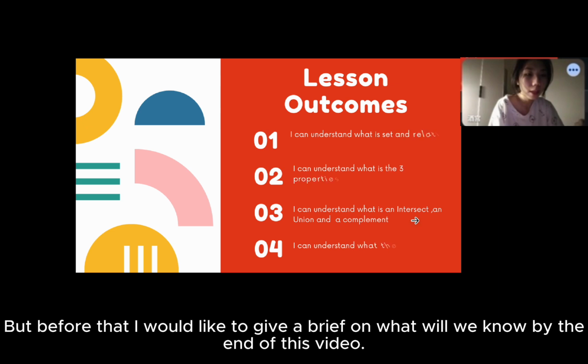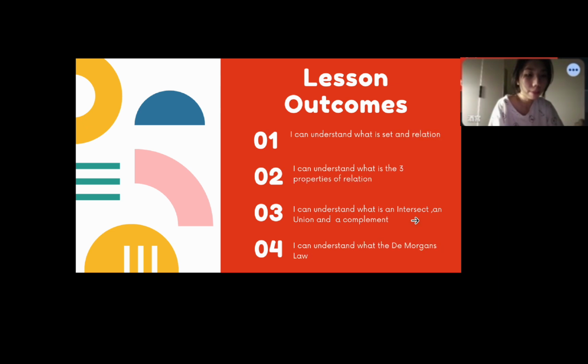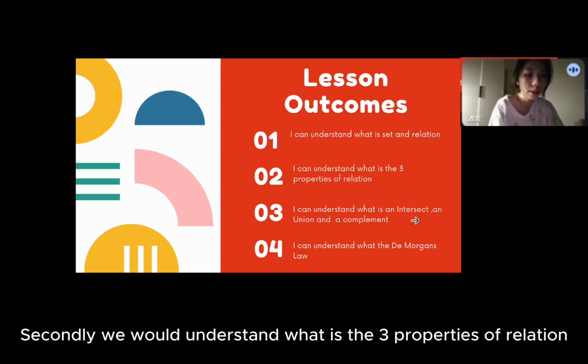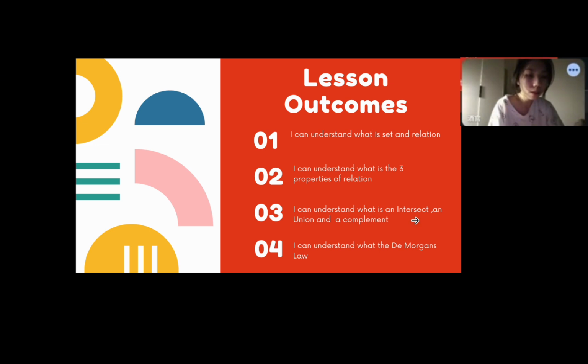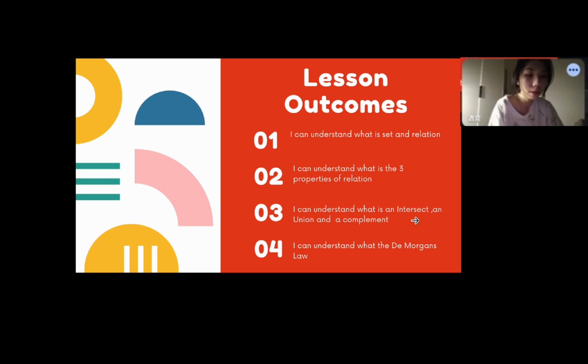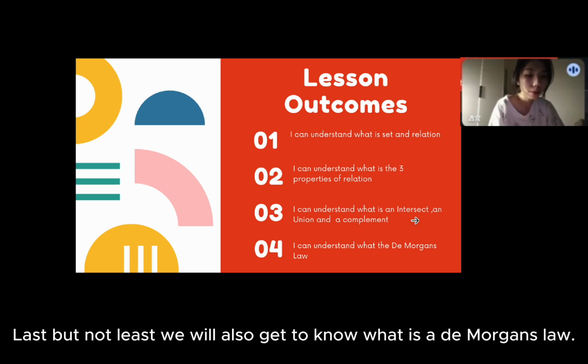But before that, I would like to give a brief on what we will know by the end of this video. First, we will know what is a set and relation. Secondly, we will understand what are the three properties of relation. Thirdly, we will also understand what is an intersect, a union, and a complement. Last but not least, we will also know what is De Morgan's law.